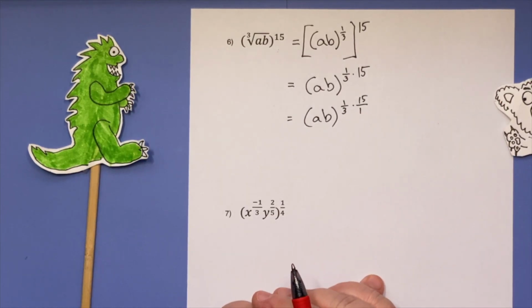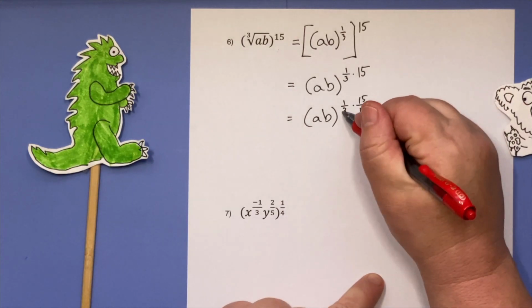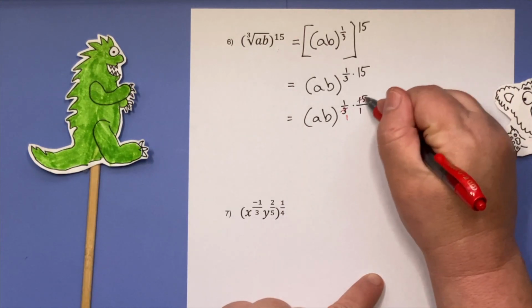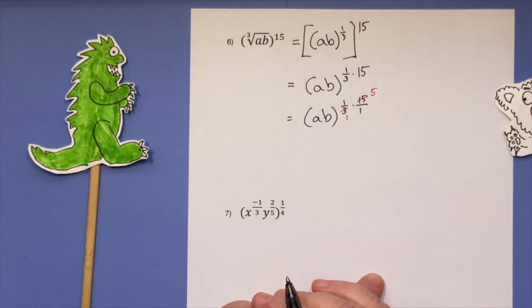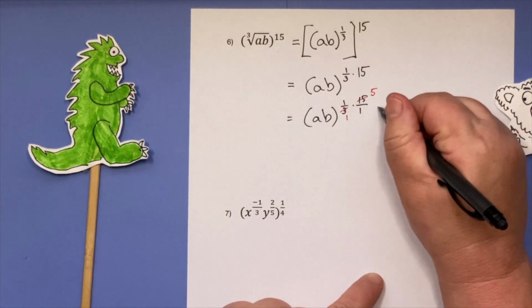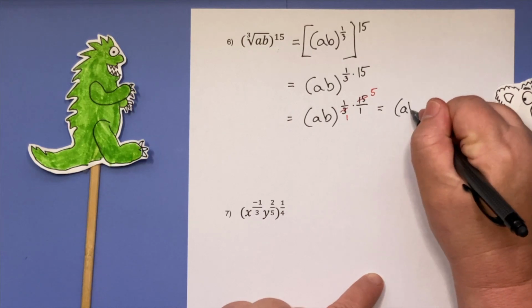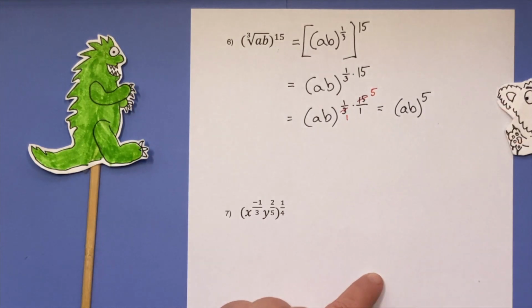Now, some people are like, why did you have to go through that step? But the answer is, you don't. I do. It helps me. If it doesn't help you, don't do it. It's just a little extra step that makes the canceling make more sense. And so I get AB to the 5th power.